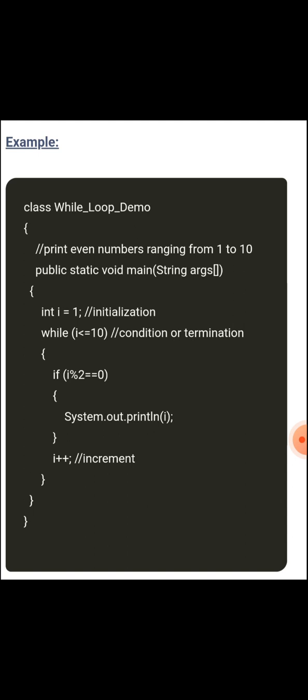Now next, this is the program. Print even numbers ranging from 1 to 100, here 1 to 10. I is equal to 1, while I is less than or equal to 10. If I modulus 2 is equal to 0, if your condition is true, I gets printed.